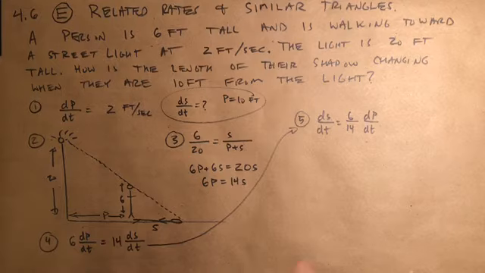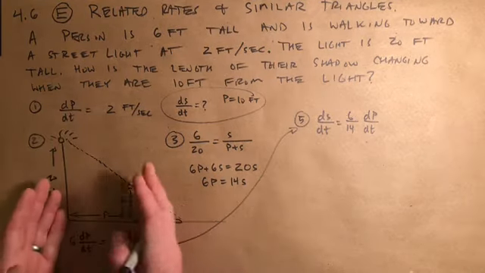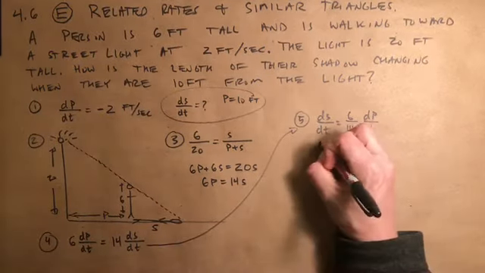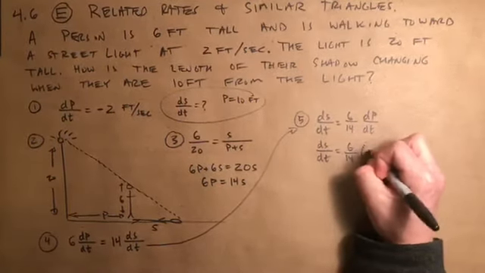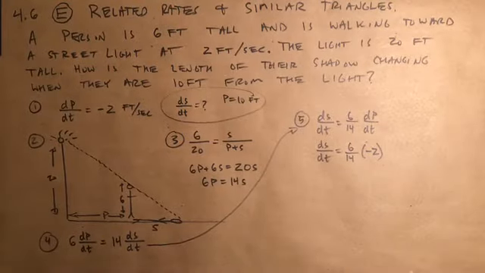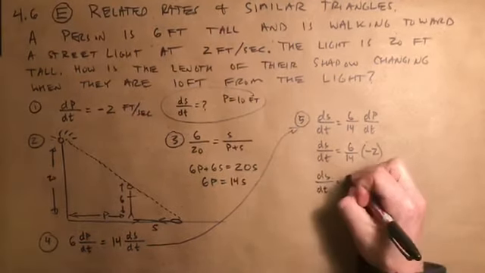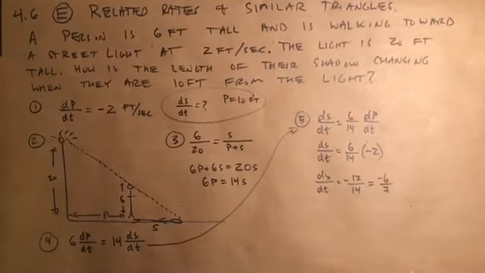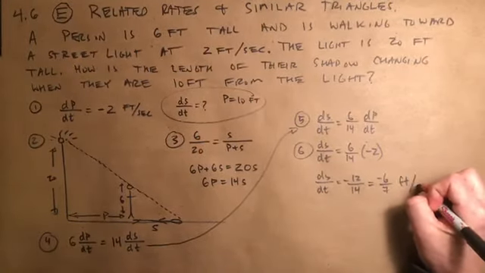What does that tell me? If I look to plug in my information now, oh, and you know what I didn't do? I didn't make this negative, did I? I didn't make that negative. And it is negative because the person is getting closer. So now I can put this in and we can see that ds dt is equal to 6 over 14 times negative 2. And it looks like we're done. ds dt is equal to negative 12 over 14, or negative 6/7. And the units here are feet per second.